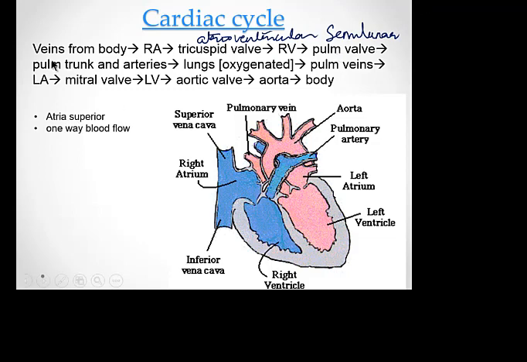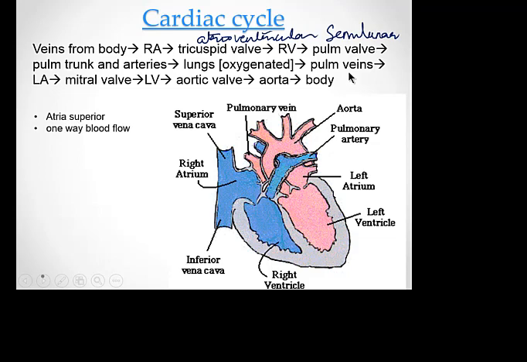The word pulmonary has to do with lungs. So engrave this in your head: pulmonary means lungs. So from the right ventricle, through the pulmonary valve, it goes into the pulmonary artery, which divides into a right and a left pulmonary artery. So it goes to the lungs, where it gets oxygenated, because this blood is deoxygenated, with less oxygen and more carbon dioxide.